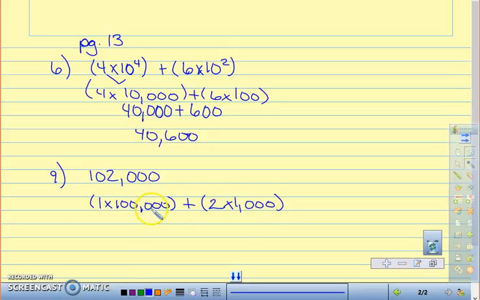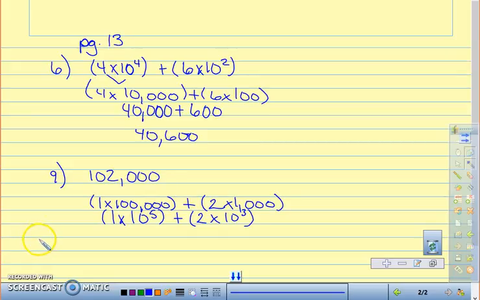Now, if I wanted to take that even a step further, I could put 1 times 10 to the 5th power, plus 2 times 10 to the 3rd power. And that could be my expanded form.